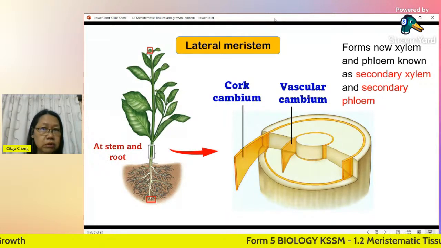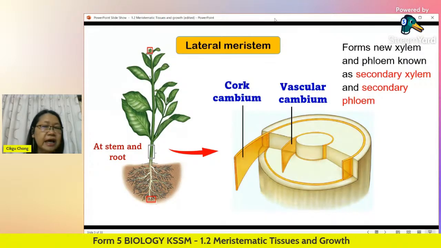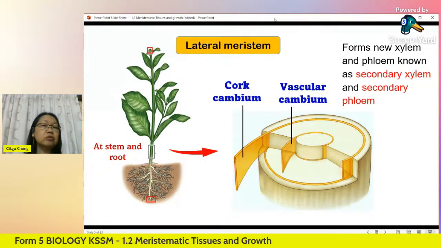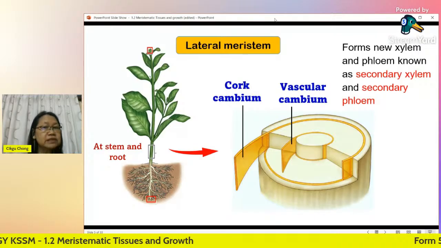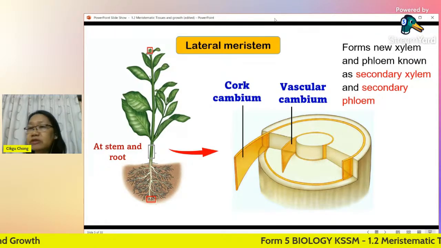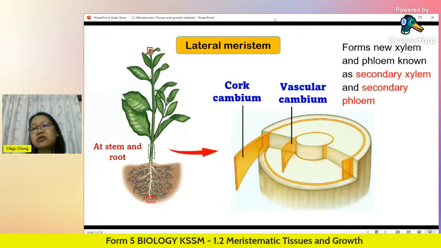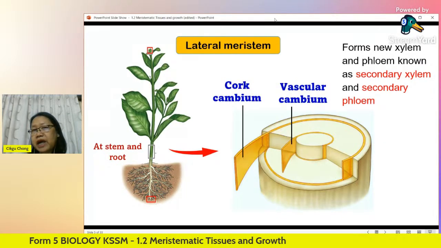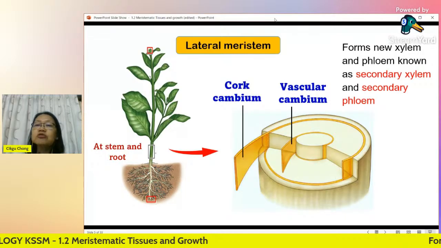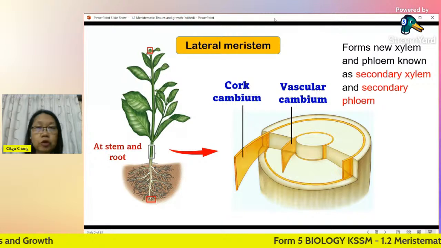Okay, the old phloem will be pushed outwards and the old xylem will be pushed inwards. So the new cells that are formed are called new xylem, we call it secondary xylem, and the new phloem is going to be called secondary phloem. That means by having this lateral meristem, it increases the number of xylem tissues and phloem tissues.